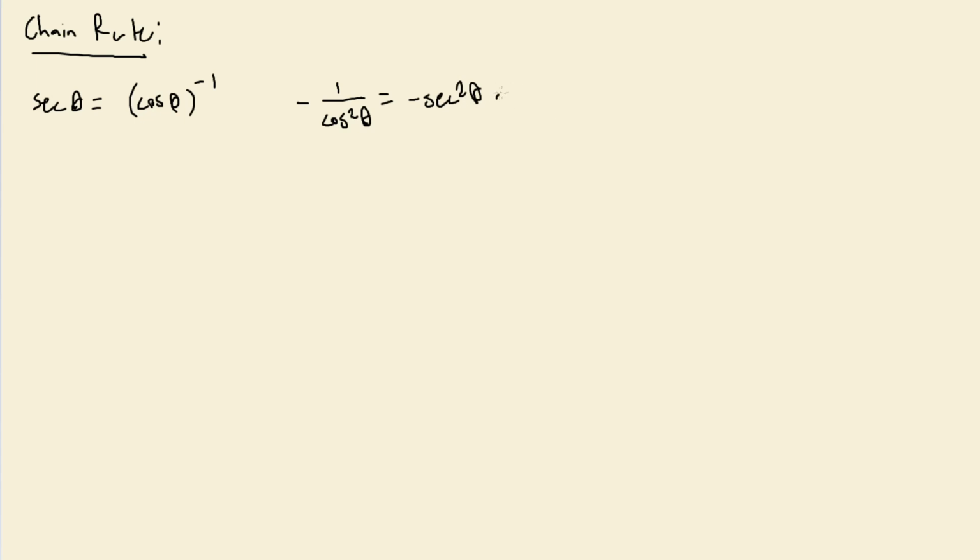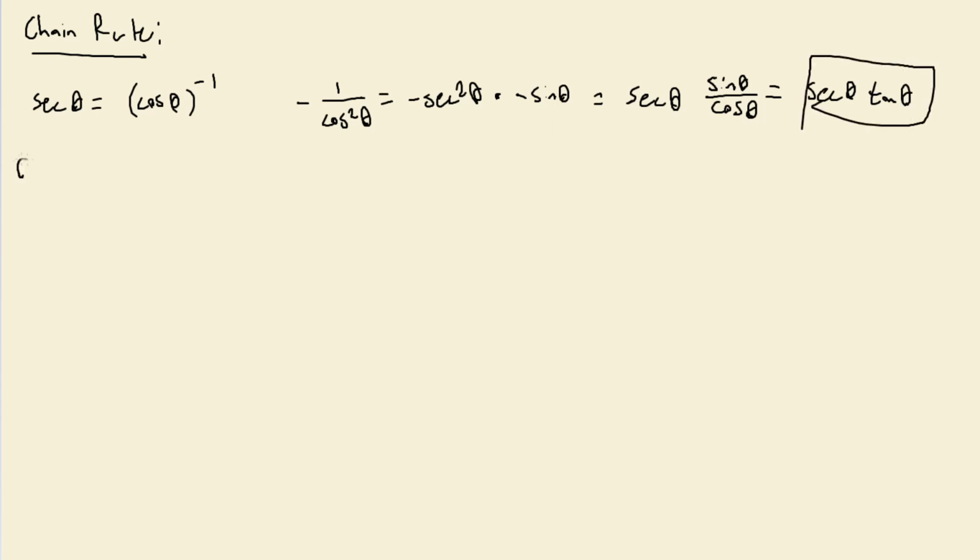And then we multiply by the derivative of the inside. The derivative of cosine of theta is just -sine of theta. These negatives would cancel, and we would get secant theta multiplied by sine of theta multiplied by secant theta, which is the same as dividing by cosine of theta. And then this whole expression is just equal to secant theta tangent theta. And similarly, we could also use the quotient rule in order to take the derivative of tangent theta. Tangent theta is just equal to sine of theta over cosine of theta.